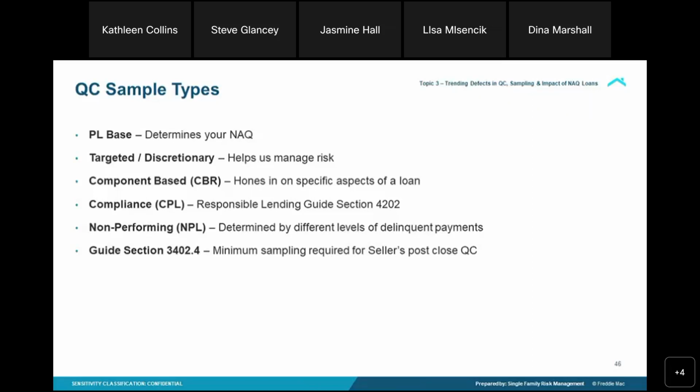We have a compliance sample. That's what we call a responsible lending sample. All the complete details of this can be found in our guide section 4202. And finally, the non-performing sample, which is determined by specific delinquent payment histories on loans. So your company should also have random, discretionary, and non-performing samples in your post-fund QC process, all in accordance with guide section 3402.4.